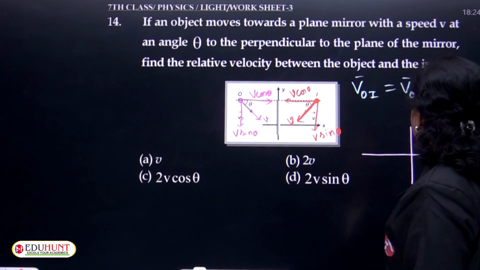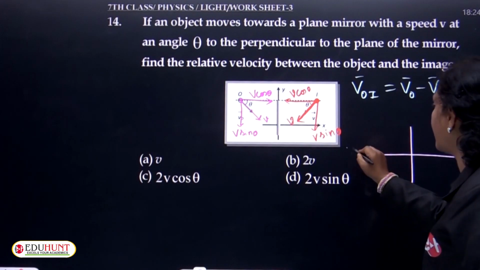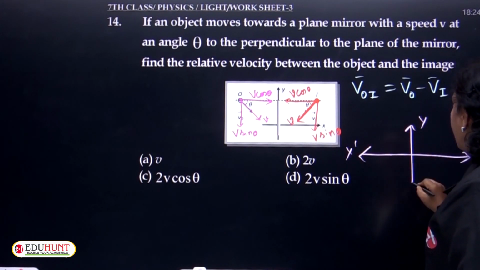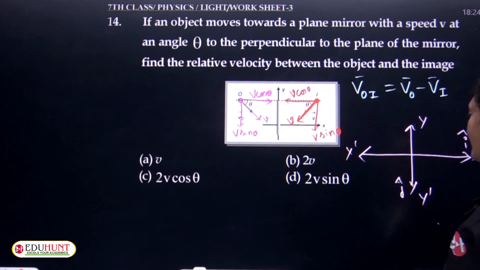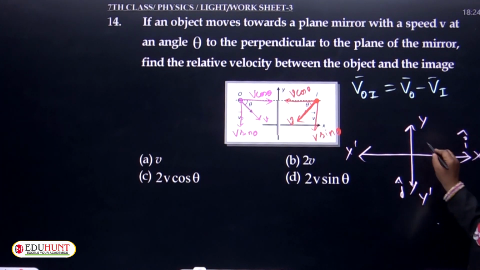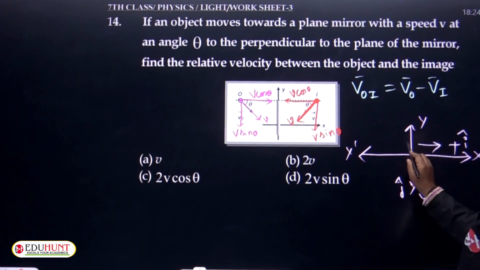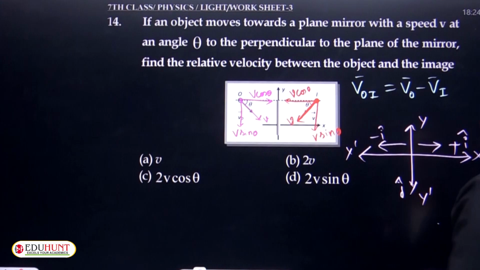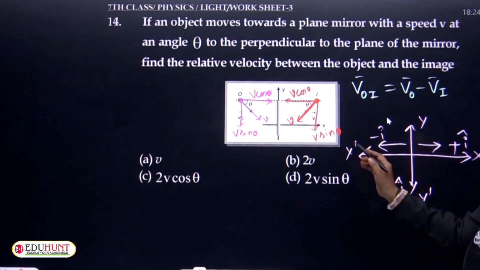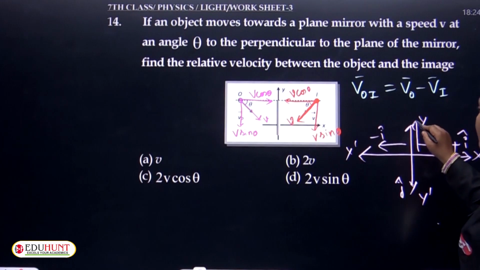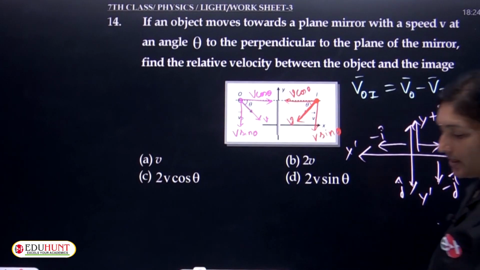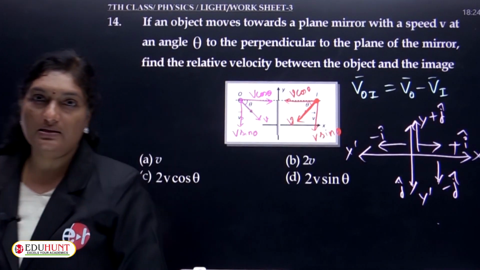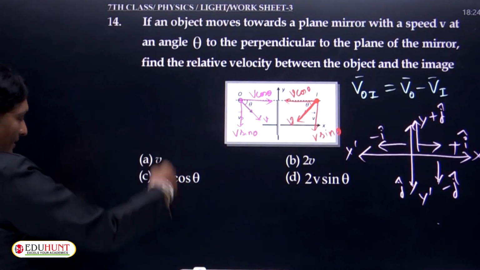Now we also know that in the coordinate system, if this represents your x-axis and this represents your y-axis, the unit vector along x-axis is taken as I cap, and the unit vector along y-axis is taken as j cap. So towards the right side positive I cap, left side negative I cap. Similarly upwards positive j cap and downwards negative j cap. If you are clear with this concept, let us apply the same here.